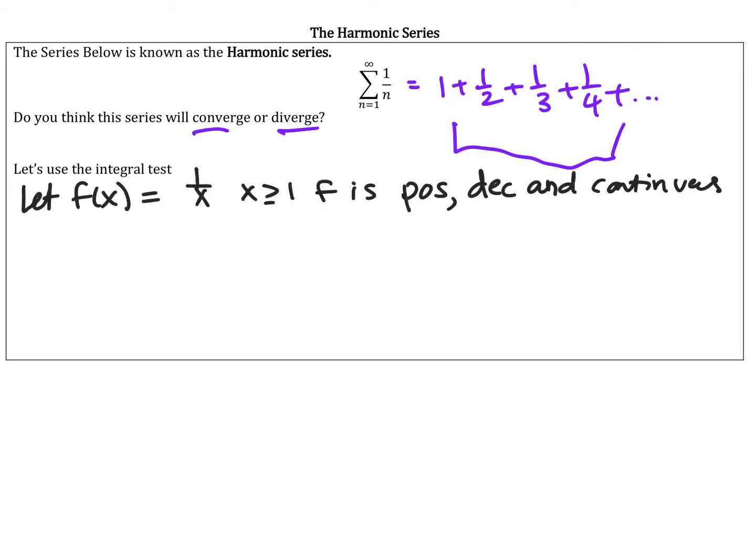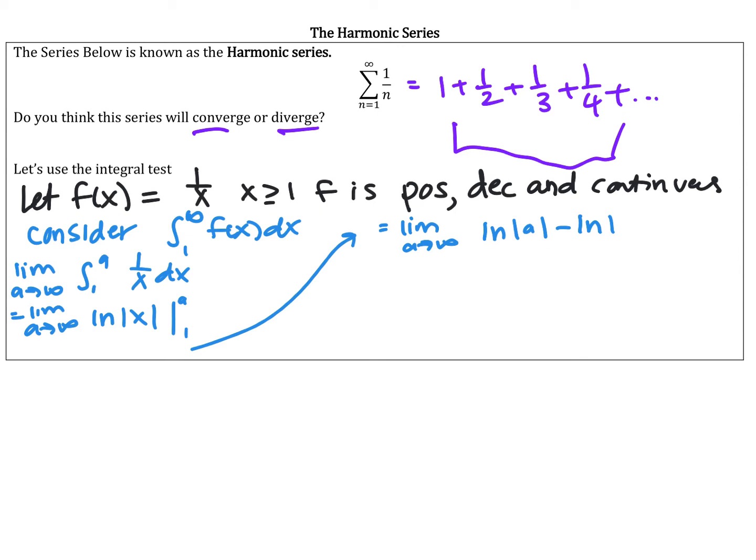So here I've defined my function. Now I'm going to consider the improper integral from 1 to infinity. And then to evaluate that improper integral, I need to take the limit as a goes to infinity of the integral from 1 to a of 1 over x dx, and then go ahead and evaluate that.